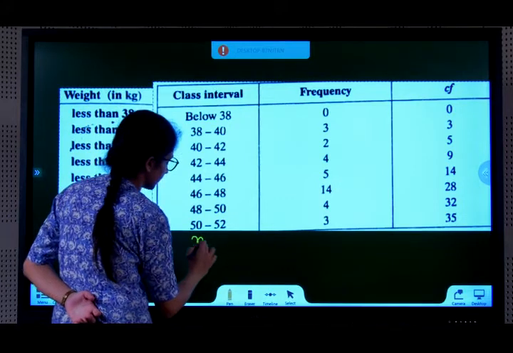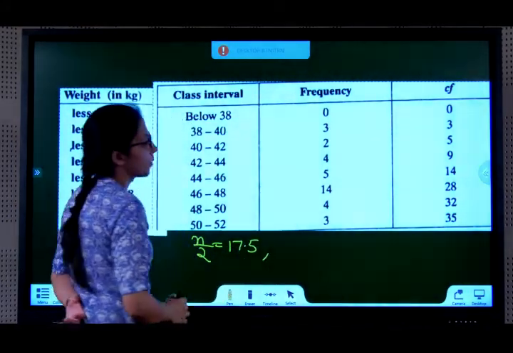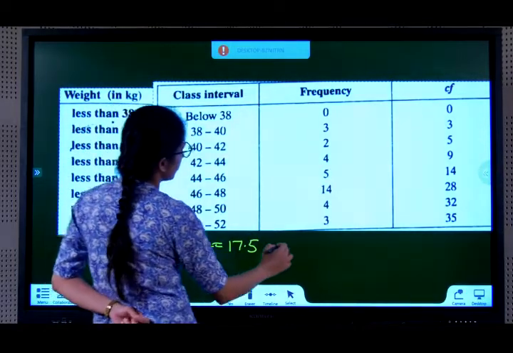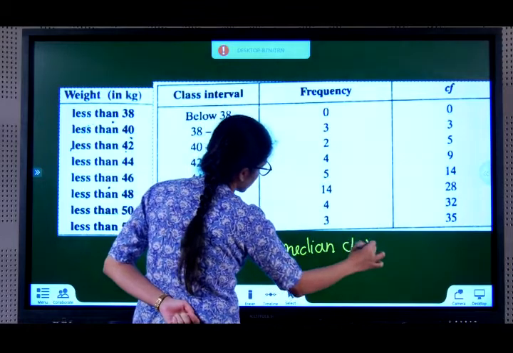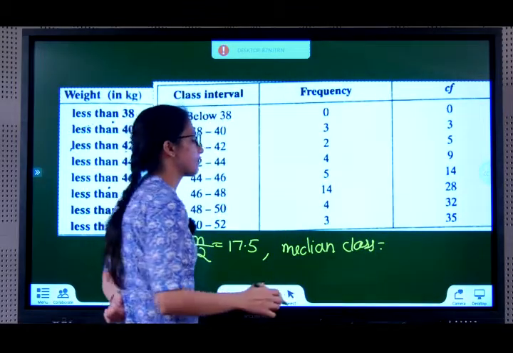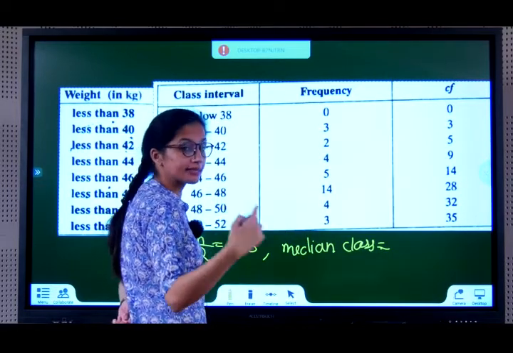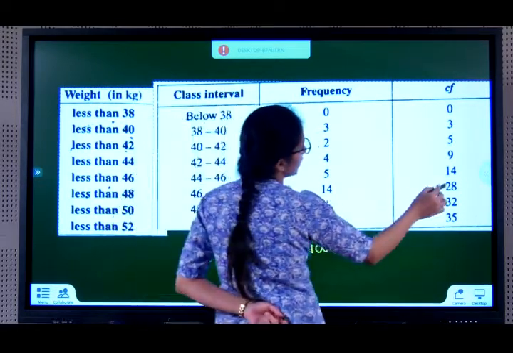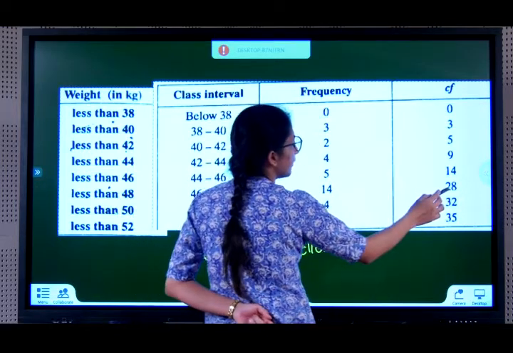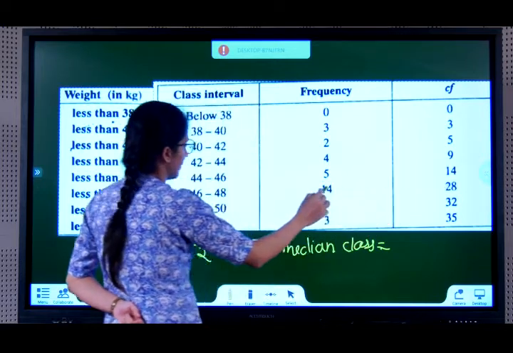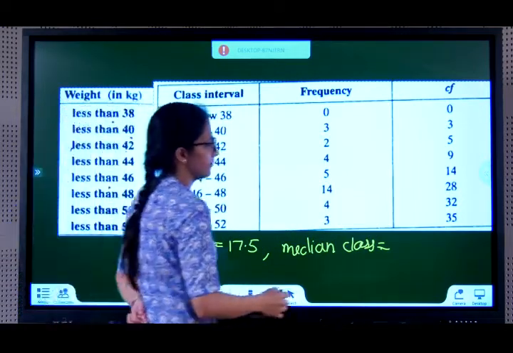N is equal to 35. N by 2 is equal to 17.5. So what will be my median class? First go to the cumulative frequency column and find 17.5. Is there 17.5? No. Find the number next after 17.5. Which number? 28. So 28 will be my median class. So this is my median class. 46 to 48 is my median class.